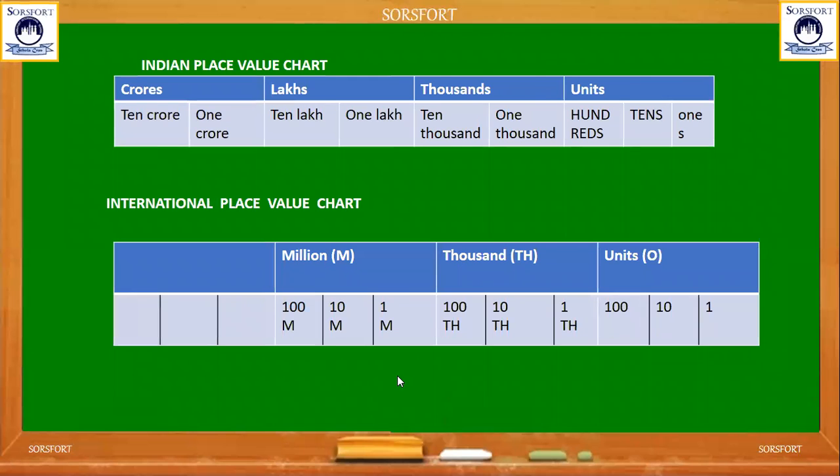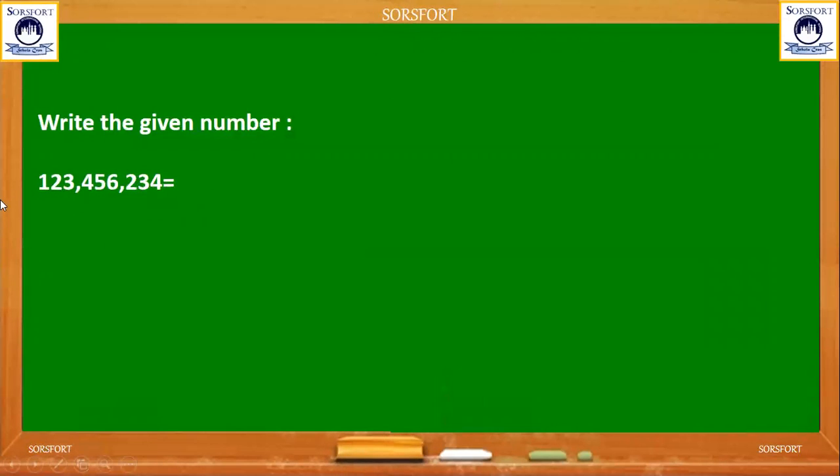Let's come to the next slide, where I will explain a few more sums. Write the given number. Now you have to write it down in words. First you check the number: 1, 2, 3. After 3 digits, 1 comma is there. Again after 3 digits, 1 comma is there. Again after 3 digits, 1 comma is there. From this you come to know this is in the international system. So how will I write it?